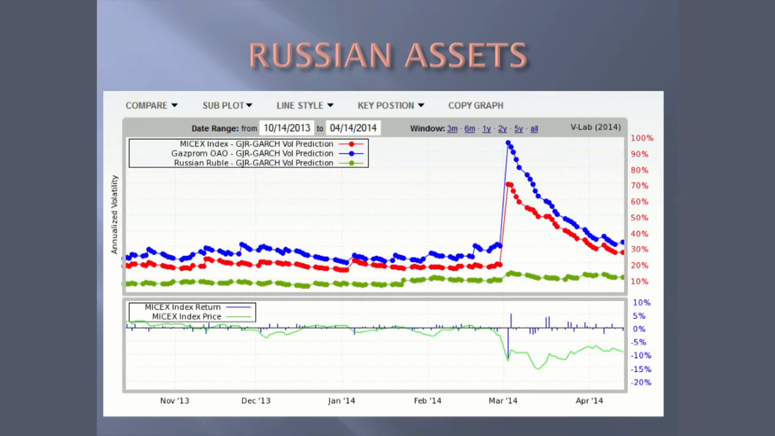So what else is on here? Well, I've got, in purple, I've got Gazprom, which is the national oil business, and in green I've got the ruble. So you see the volatility of the ruble only went up by a little bit compared to the stock volatilities.